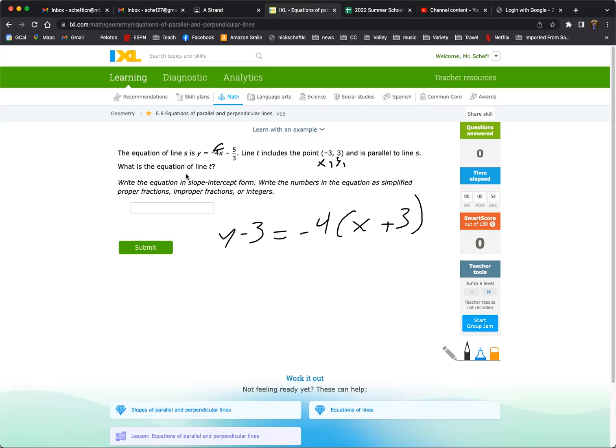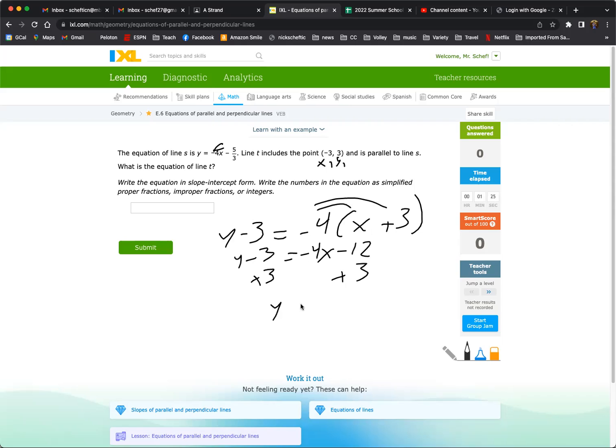Okay. And we're asked to write the equation in slope-intercept form. This is point slope form, so this won't be correct. So I have to distribute it and solve for y. So I got -4x. -4 times 3 is going to be -12. And on this side we have y minus 3. I'm going to have to do the opposite of subtraction, so I'm going to add 3 to both sides.